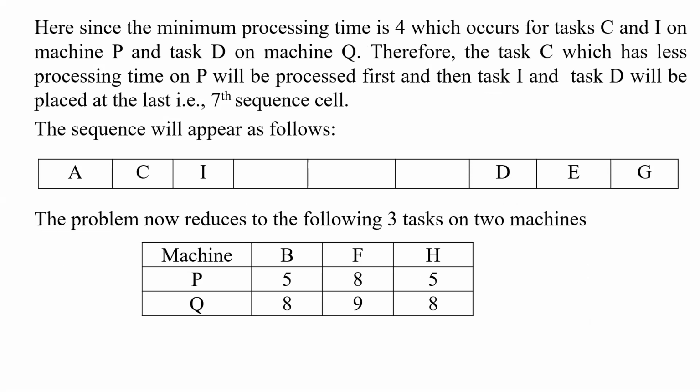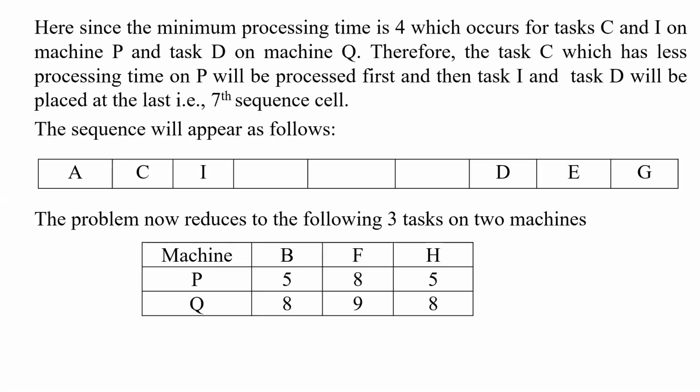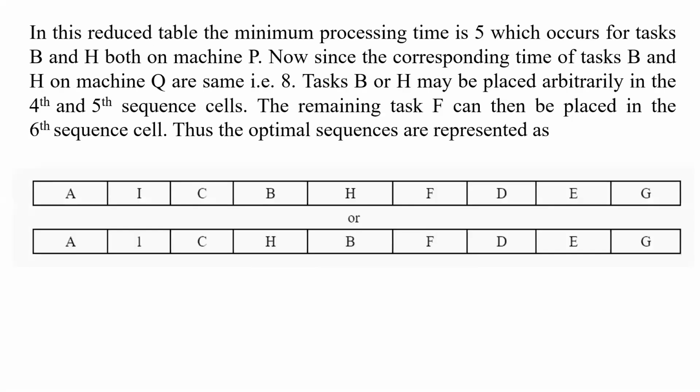Now we again have two similar time jobs on the machine P as 5. In the reduced table, the minimum processing time is 5, which occurs for tasks B and H both on machine P. Since the corresponding time of task B and H on machine Q are the same, that is 8, tasks B and H may be placed arbitrarily in the 4th and 5th sequence. The remaining task F can be placed in the 6th sequence.